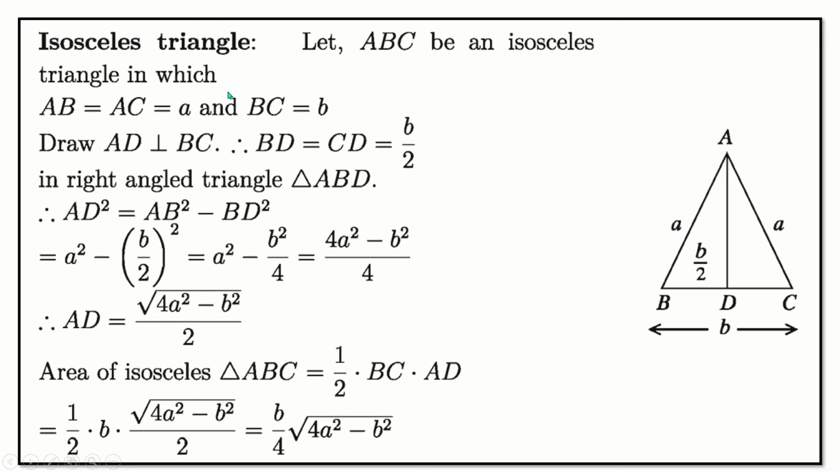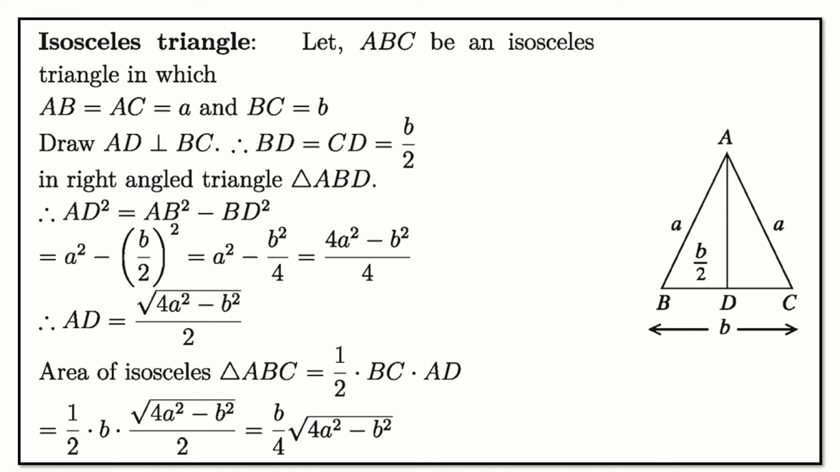Now for isosceles triangle. At first you have to know what an isosceles triangle is. An isosceles triangle means when two sides of a triangle are equal, then it is called an isosceles triangle. And what will be the area of an isosceles triangle? Let ABC be an isosceles triangle in which AB and AC are equal, that means they are equal to A, and BC is equal to B, this is the other side.